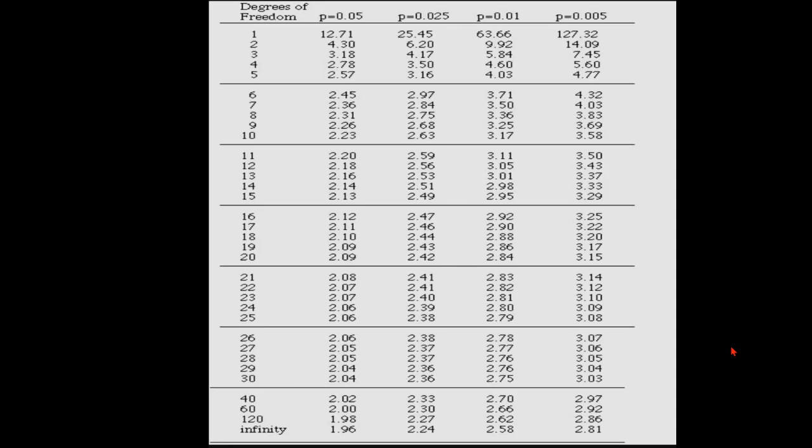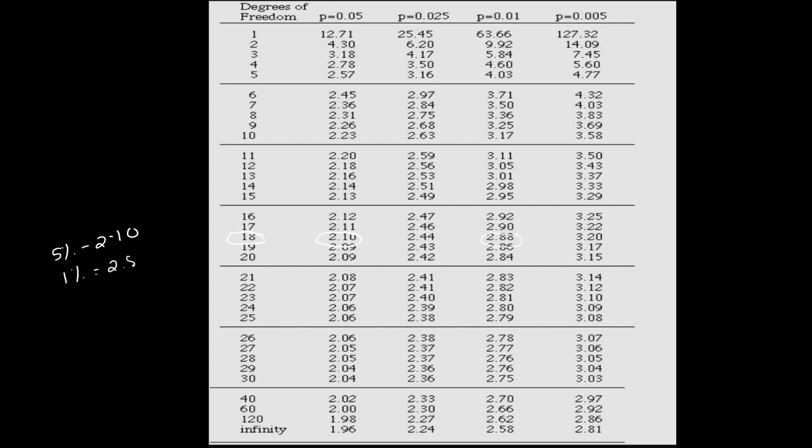Okay, this is the table I have. Let's check the degree of freedom. Degree of freedom is here 18. At 5% level, 2.10 is my tabulated value. Okay, and at 1% it is 2.88.